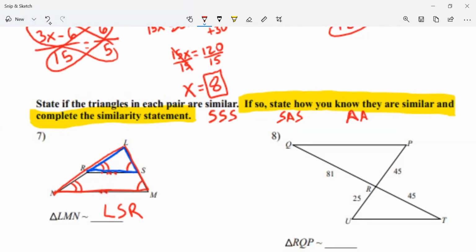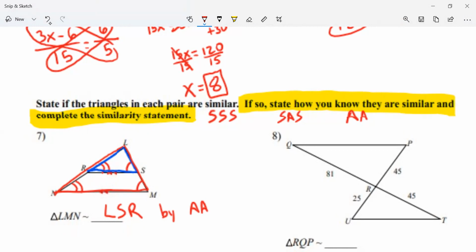Now, one thing, order of the letters matters. Notice how my second letter is M, and then here S. Look at angle M and angle S. They're marked the same way, right? So order matters. Look at angle N with angle R. That's the third letter. So I'm going to say LSR, but then I have to say by which rule. So I'm going to say by angle, angle.